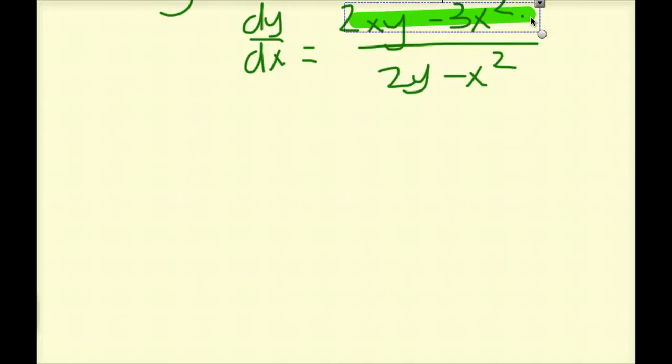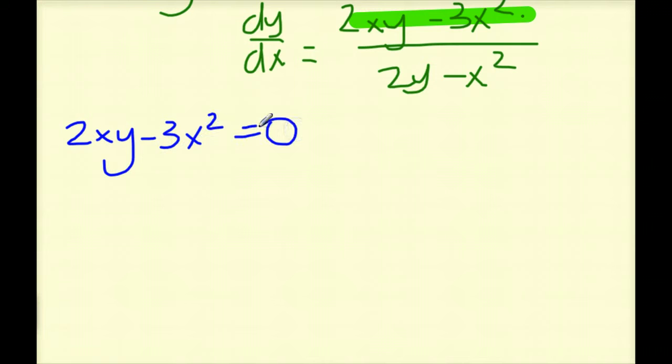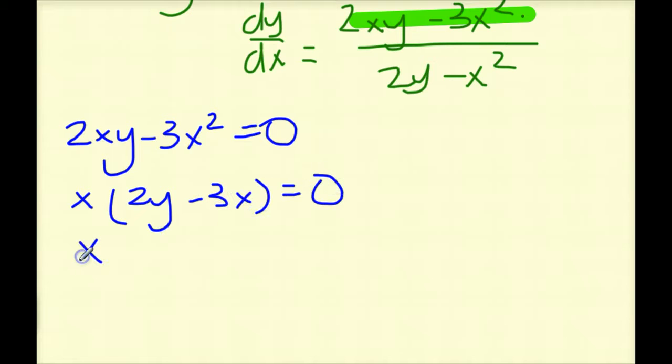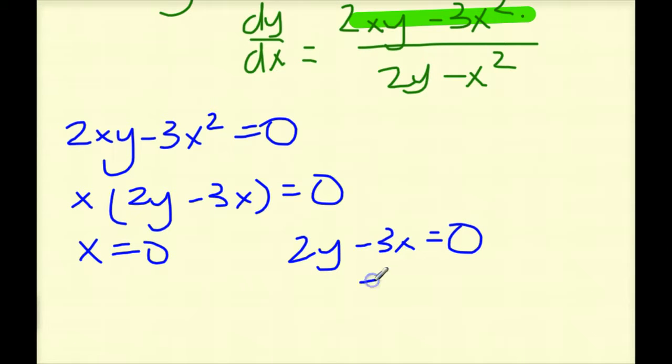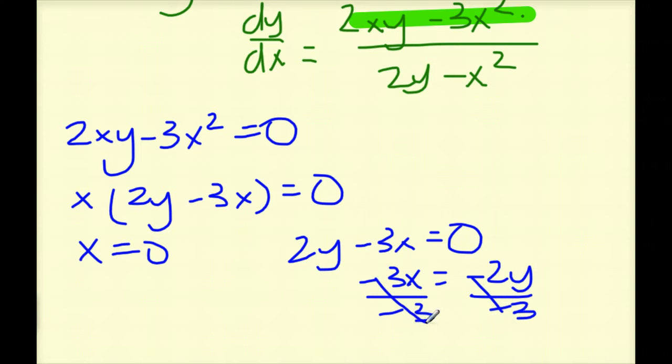which is highlighted here in green, equal to 0 to show I have the horizontal tangent line. So I'm going to take 2xy minus 3x squared set equal to 0. The only thing I can factor out here is an x. So I'm going to do x times 2y minus 3x is equal to 0. So that means x is equal to 0, or 2y minus 3x is equal to 0. And if I solve for x again, I'm going to get negative 3x is equal to negative 2y. Divide by negative 3. These cancel, and I get x is equal to 2y over 3.